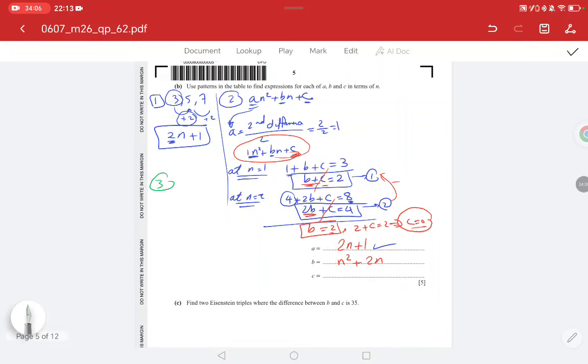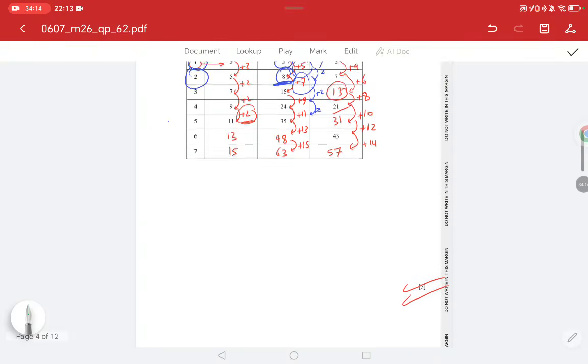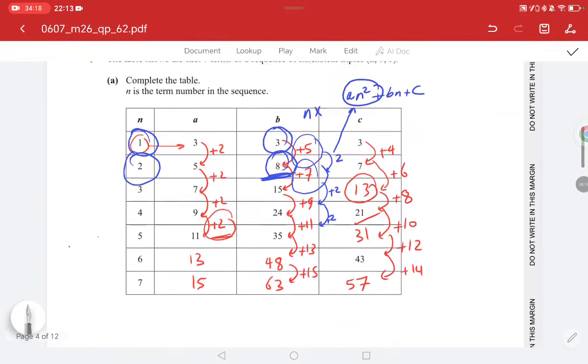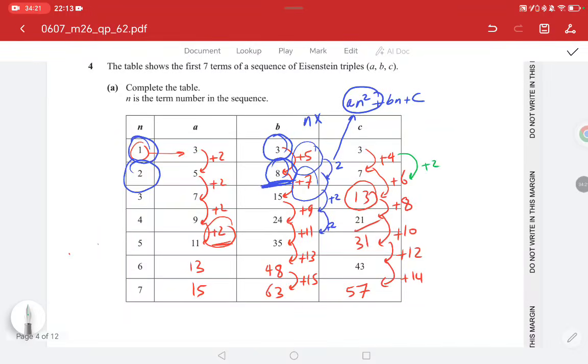Okay, so the third one, again, we said an squared plus bn plus c. It's quadratic also, okay? How do I know that this one's quadratic? Because the second difference is the same: plus 2, plus 2, okay?